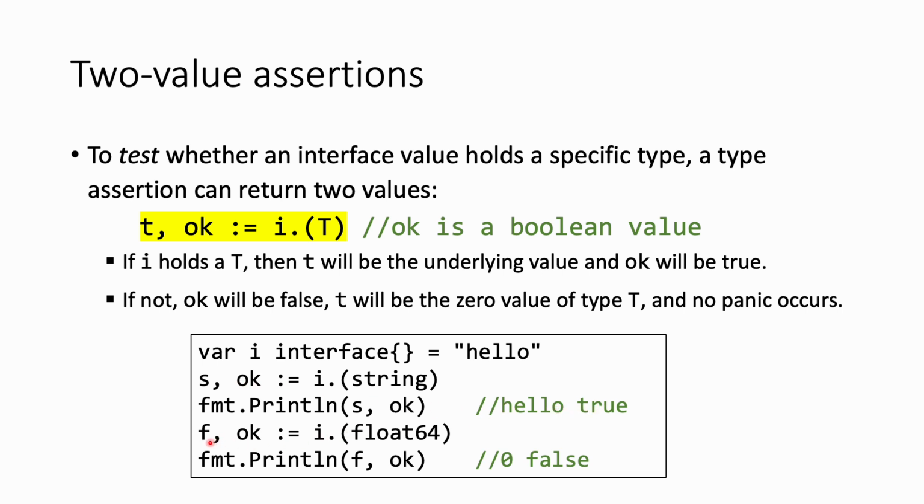And the assertion f, ok := i.(float64) will assign value false to the variable ok, because the interface value i is not holding a float64 value. In this case, variable f receives the zero value of the float64 type.